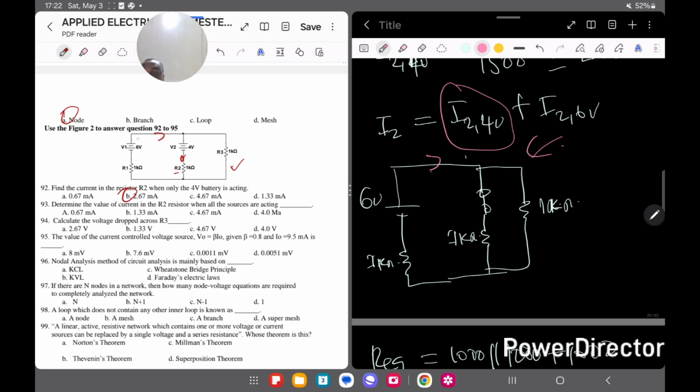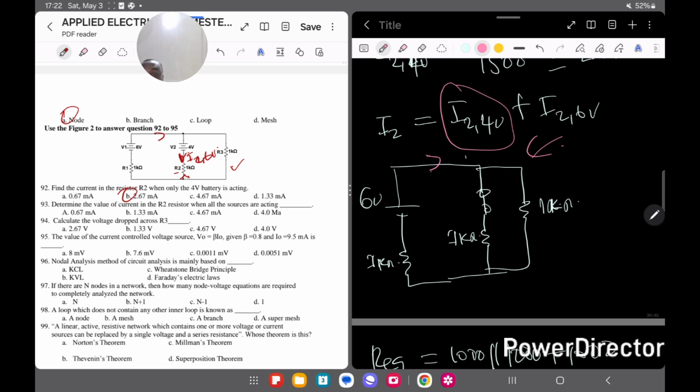If V1 is acting, so here V2 is turned off, this one will turn off. So you have the current going this way. But so this will be what? Our I2 due to 6 volts, right?